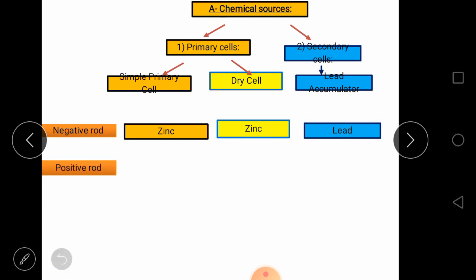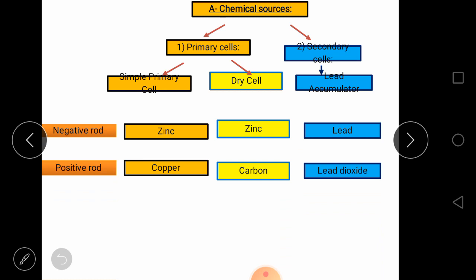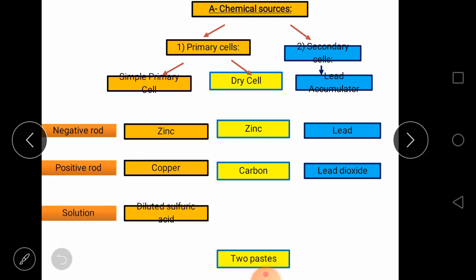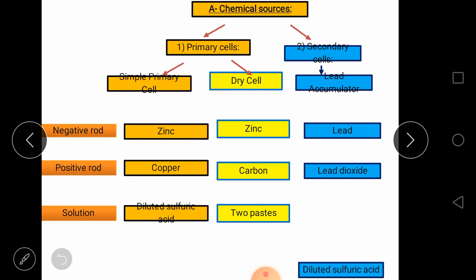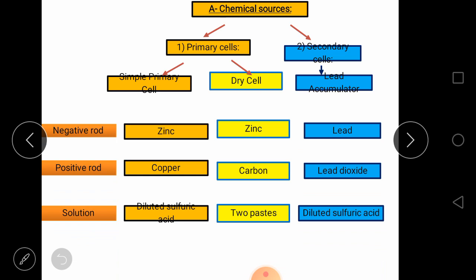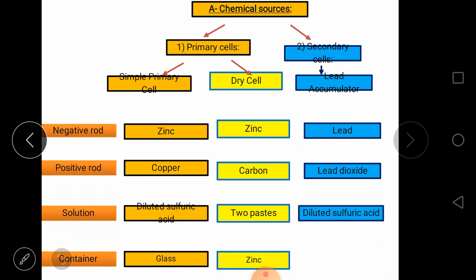Here we have the positive rods of each. You can check the colors: copper, carbon, lead dioxide. The solution: diluted sulfuric acid, two pastes, the white paste and the black paste, and here we have diluted sulfuric acid. The container here is made of glass, here it is made of zinc, and there it is made of plastic. I think these are the main points to be memorized in the coming few days.